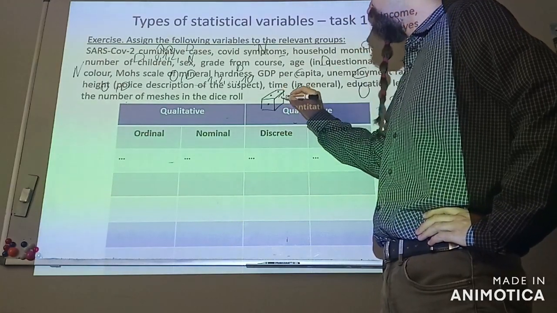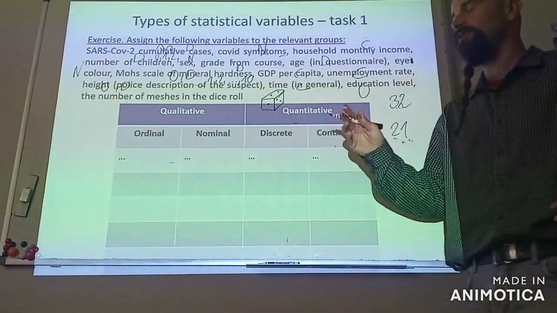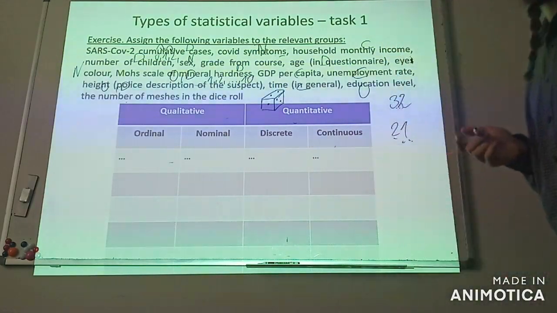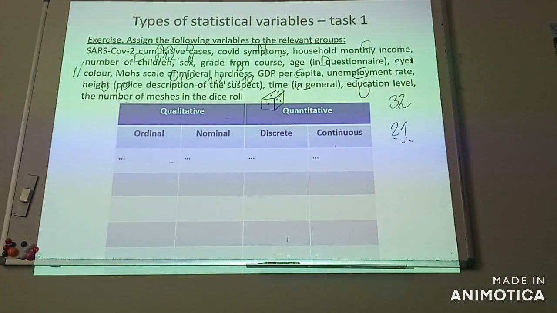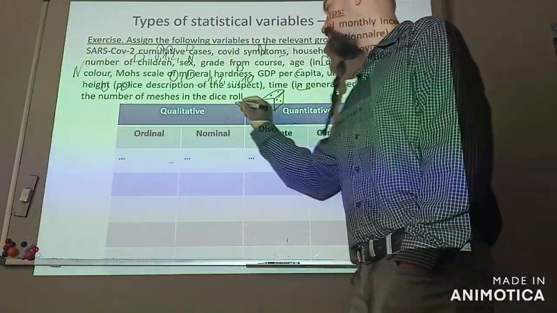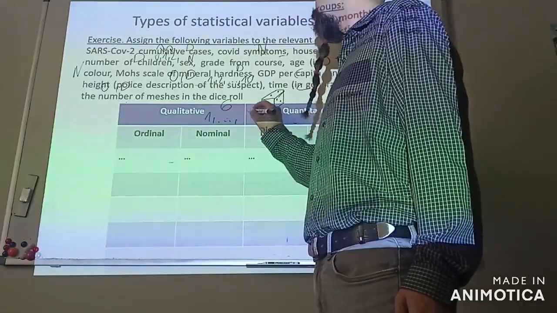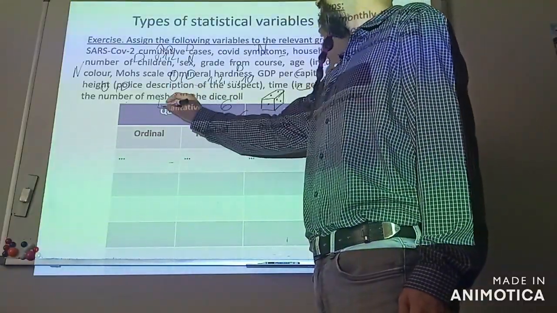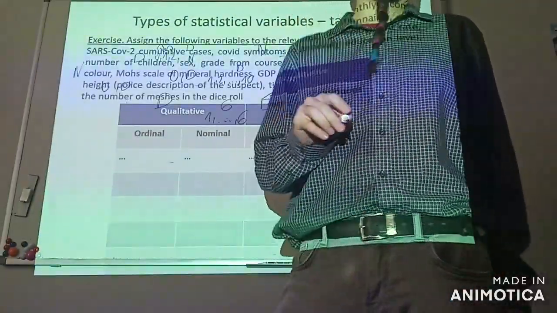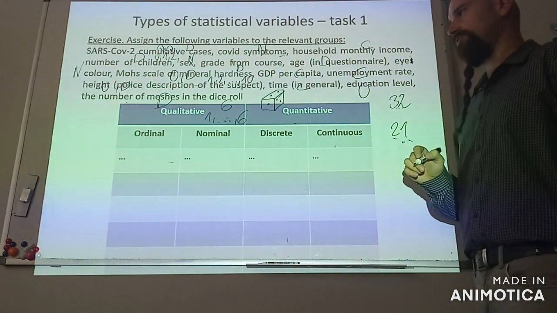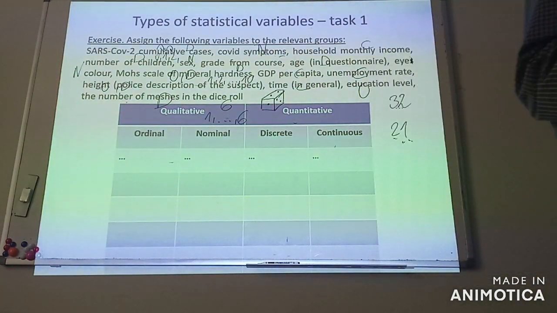Here we have meshes, and how many values it can take. Six, of course, from 1 up to 6. So this kind of attribute, statistical variable, has discrete character.